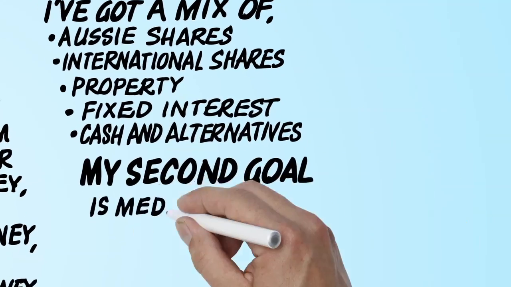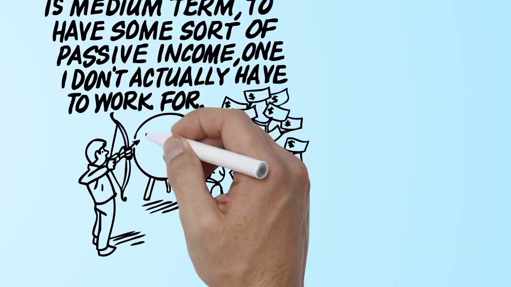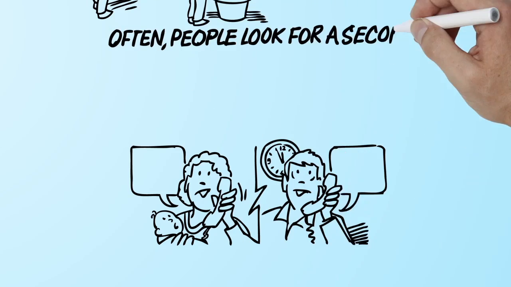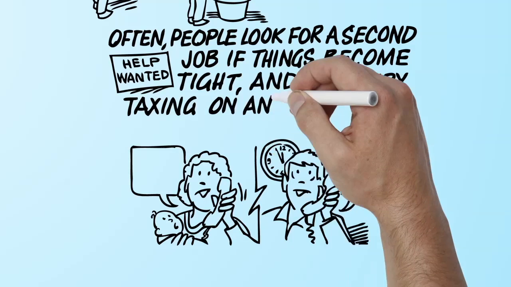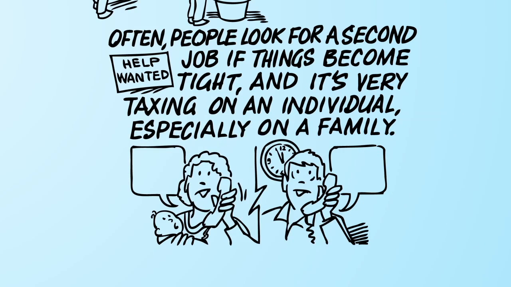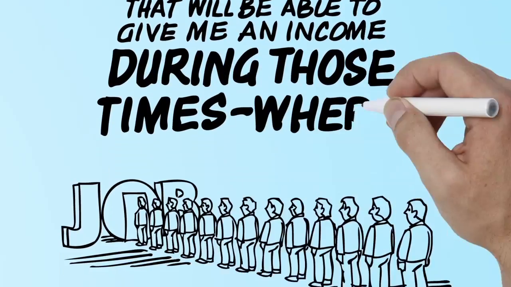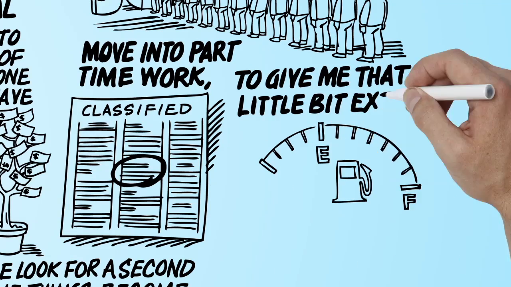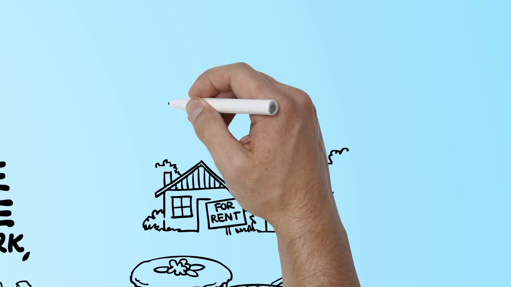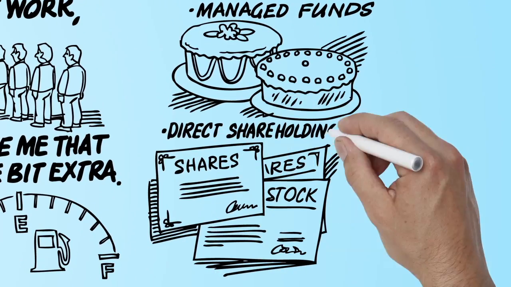My second goal is medium term, to have some sort of passive income, one that I don't actually have to work for. Now, often people look for a second job if things become tight. And it's very taxing on an individual, especially on a family. So I want investments that will be able to help give me an income during those times, where I might be out of work, or move into part-time work, or just to give me that little bit extra. To achieve this goal, I've got investment properties and managed funds, and some direct shareholdings too.